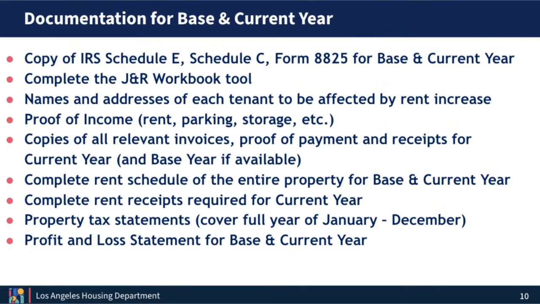Documentation for base and current year. Copy of IRS Schedule E, Schedule C, or Form 8825 for base and current year. Complete the J&R workbook tool. Names and addresses of each tenant to be affected by rent increase, proof of income, copies of all relevant invoices, proof of payment and receipts for current year, and base year if available.